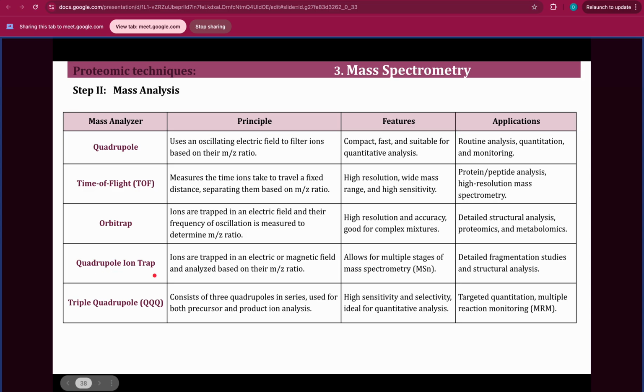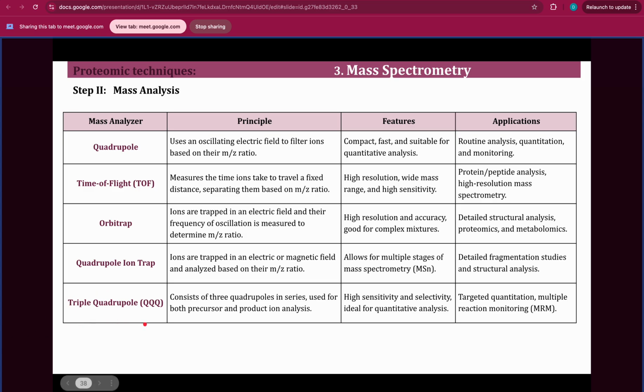Then quadrupole ion trap is another technique in which ions are trapped in an electric or magnetic field, and they are also analyzed on the basis of their mass to charge ratio, and this allows multiple stages of mass spectrometry. So there are some techniques which include multiple things at the same time. In this case, quadrupole and ion trap are both used at the same time, and there are multiple stages: at one stage the ions are filtered on the basis of the quadrupole, then at another stage they are filtered on the basis of the ion trap. So similarly, there are multiple stages in mass spectrometry in which ions are obtained at different stages.